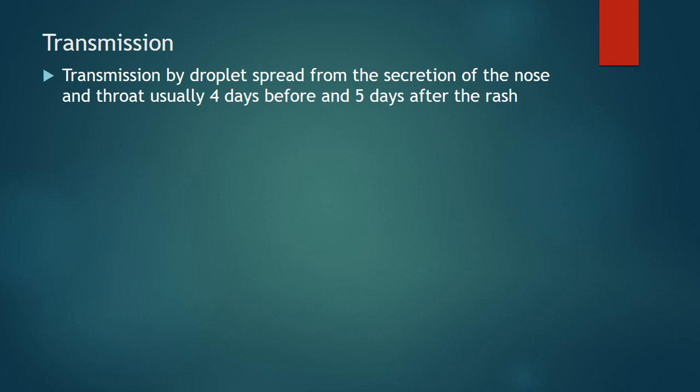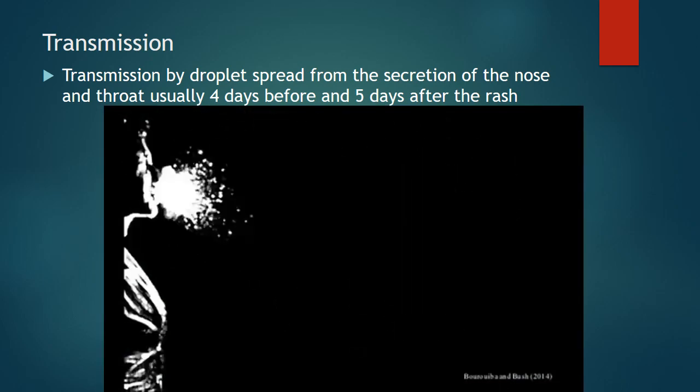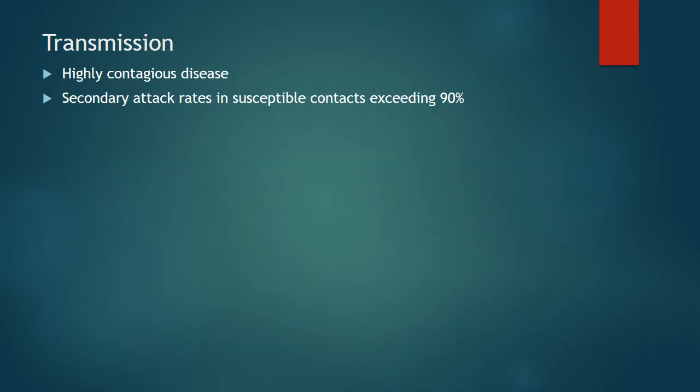So about the transmission of measles. Measles is transmitted by droplet spread from the secretions of the nose and throat, usually 4 days before and 5 days after the rash. Measles is a highly contagious disease and secondary attack rates in susceptible contacts exceed 90%.